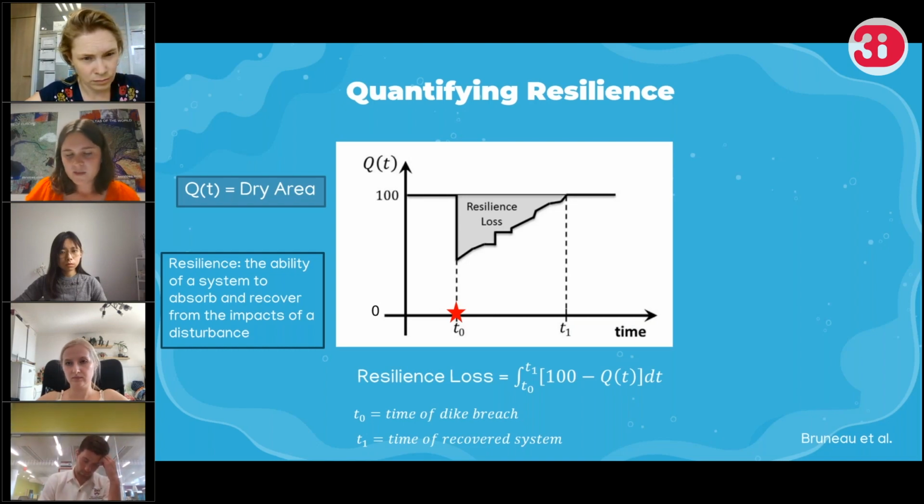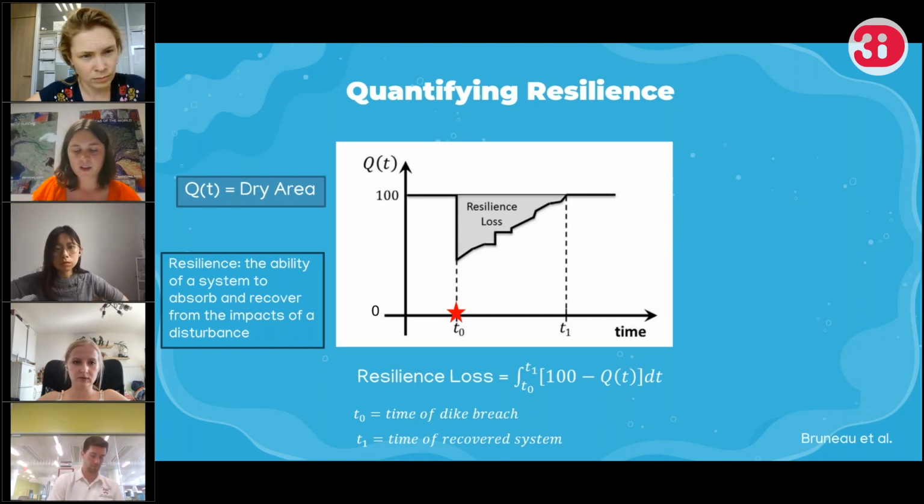Mathematically, it's found by integrating to calculate that shaded area, and it's the difference between a fully undisturbed model or undisturbed scenario.